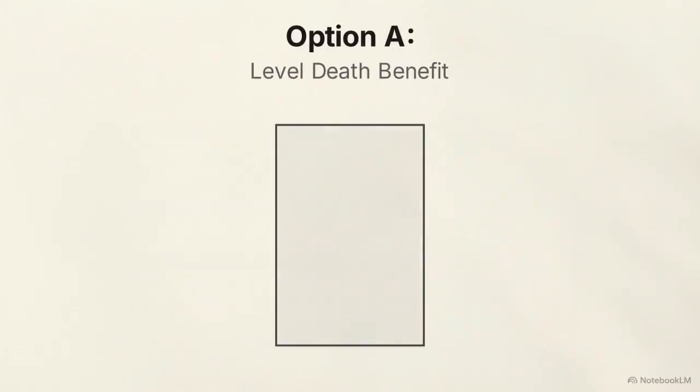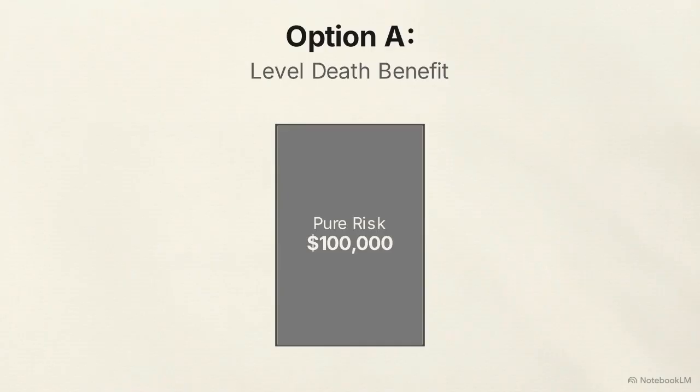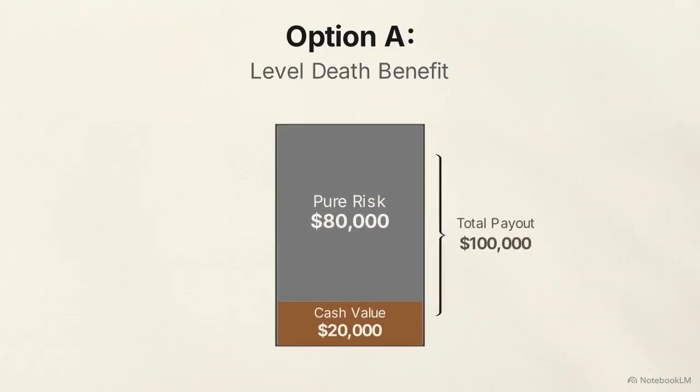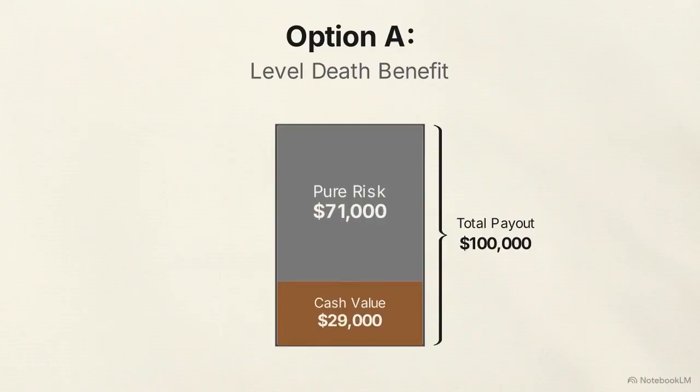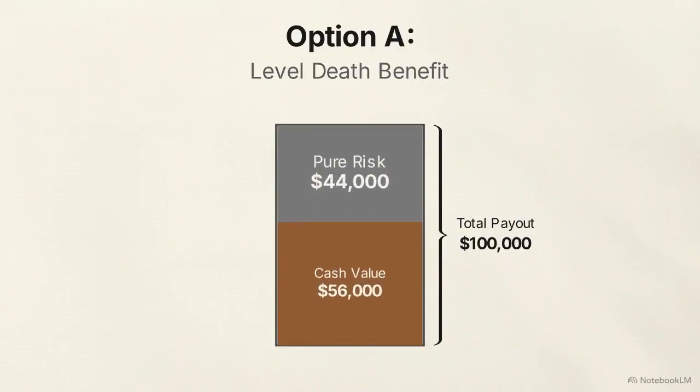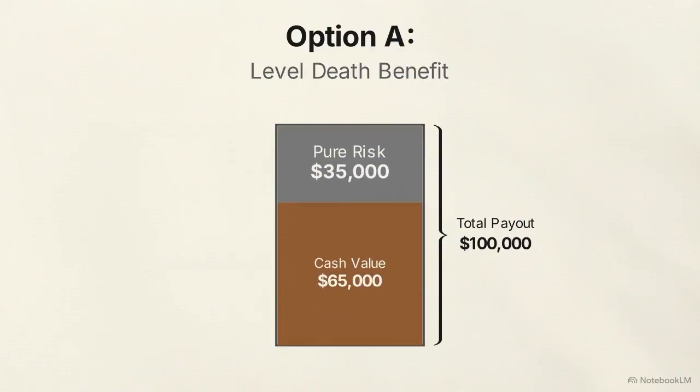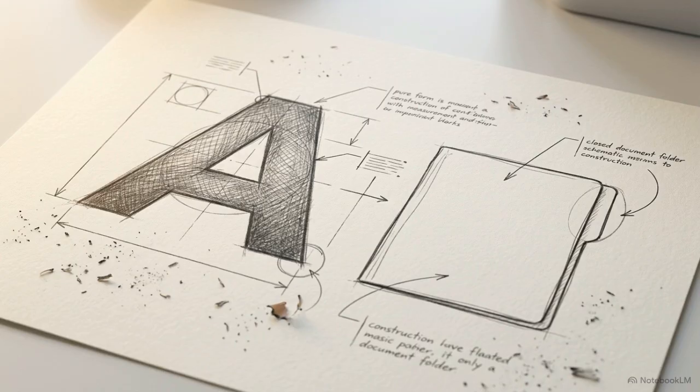Universal life generally offers 2 choices. The first is option A, defined strictly for the exam as the level death benefit option. This vertical bar chart illustrates option A. With a $100,000 face amount and $20,000 in cash value, the beneficiary receives exactly $100,000. The logic is simple. Growing cash value reduces the insurer's pure risk. The ceiling stays flat at $100,000. The best memory trick for the exam is this. Option A is for alone. The beneficiary receives just the face amount, alone.